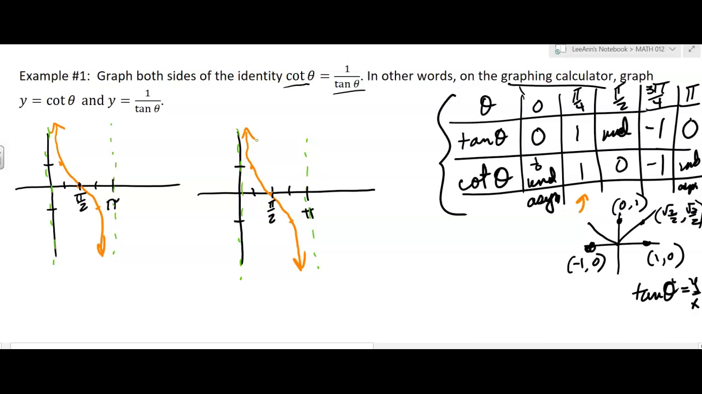Okay, so I don't know. It's good to review this, and hopefully you're a little more familiar with the cotangent curve and the tangent curve and how that all works. Okay.